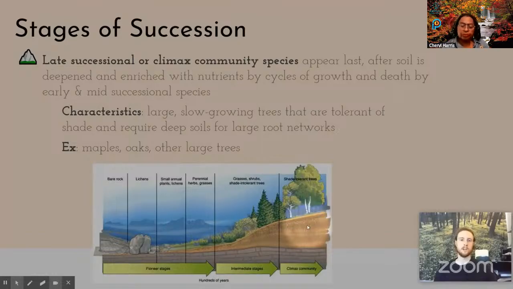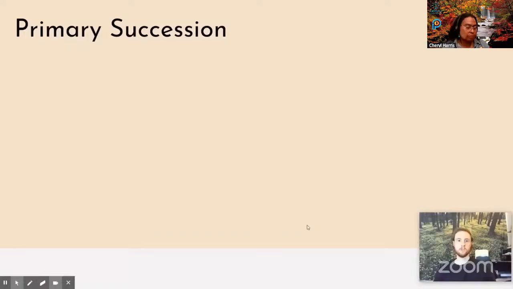It takes hundreds of years for the soil to be built up and for these trees to grow and emerge from the canopy of the mid-successional trees. So as a reminder, that early, mid to late successional process is common to both primary and secondary succession. The main difference is just the starting material of those two.